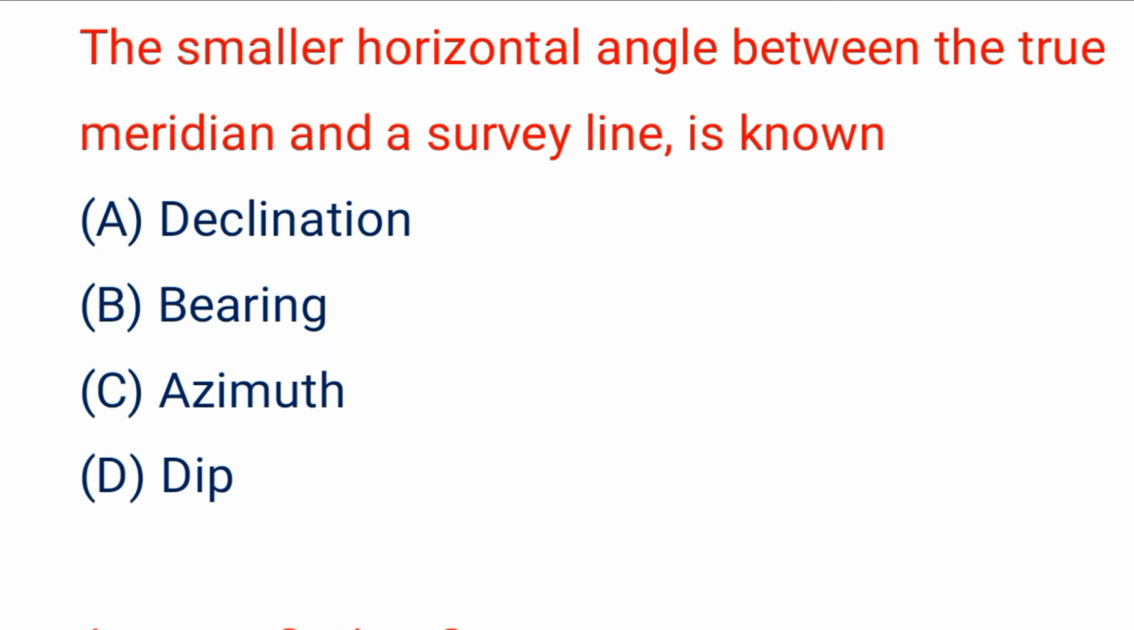Next question, the smaller horizontal angle between the true meridian and a survey line is known as option A declination, option B bearing, option C azimuth, option D dip. So the correct answer is option C azimuth.